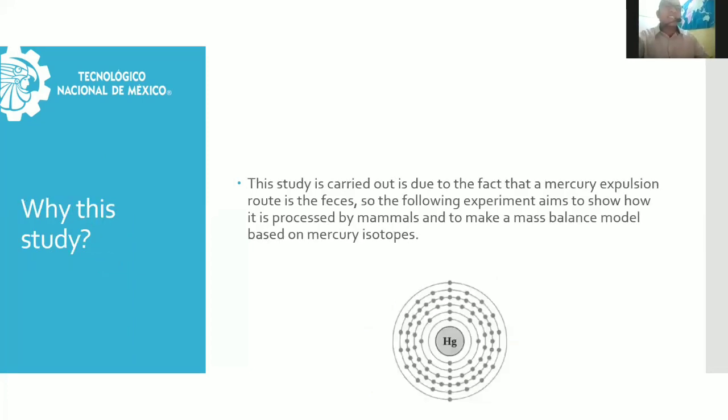Why this study? This study was carried out with the intention of seeing how the body processes mercury and how much is expelled from it through mass balance modeling. This will be carried out using the isotopes of mercury, which are 199 and 202.